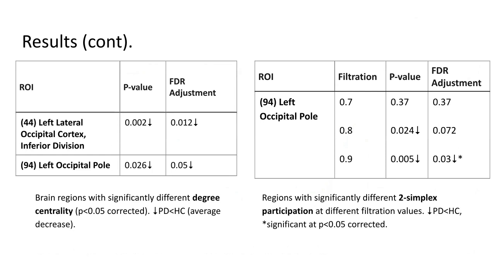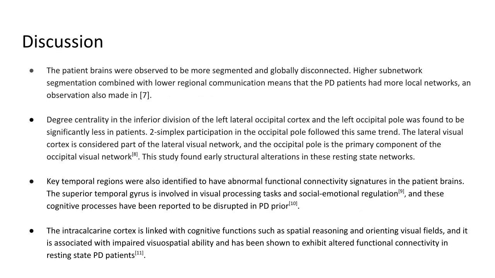These two regions having a significant decrease in one or more of these metrics means that they played a weaker role in patient brains and may be large contributors to the increased network segmentation detected in prior analysis. The patient brains were observed to be more segmented and globally disconnected. Higher subnetwork segmentation combined with lower regional communication means that the PD patients had more local networks.